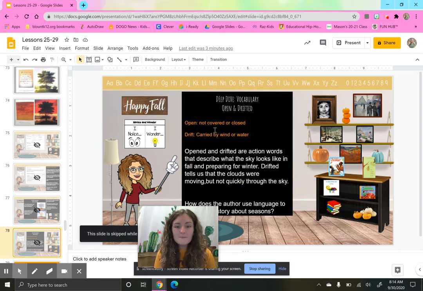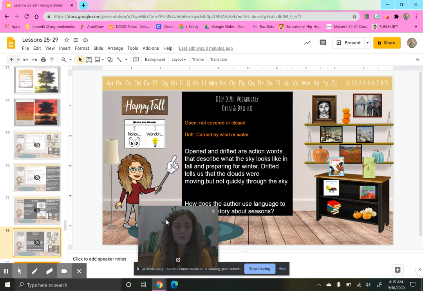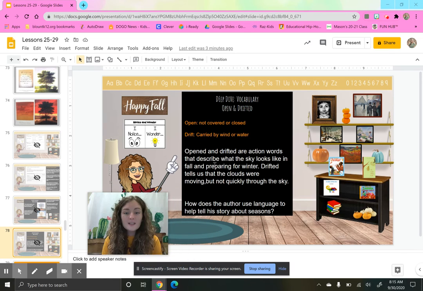So open means not covered or closed. Drifted means to be carried by wind or water. So open and drifted are action words that describe what the sky looks like in fall and preparing for winter. Drifted tells us that the clouds were moving, but not too fast through the sky.